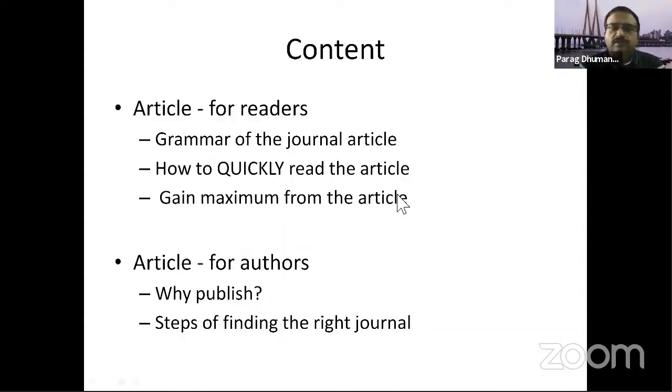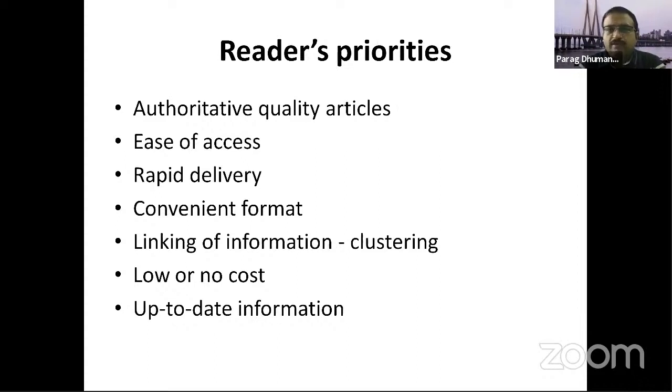Firstly, for the readers, it's what a journal article means in terms of its various subheadings and headings, how to quickly read the article, how to gain maximum from the article, why publish, and steps of finding the right journal. So these are always the priority of the readers. I hope that you, being medical students, apart from your books, are reading the journal articles as well. Any reader who picks up a journal has these demands or priorities.